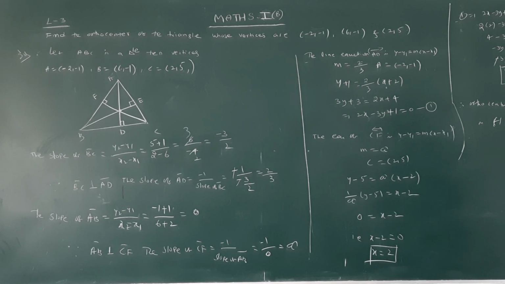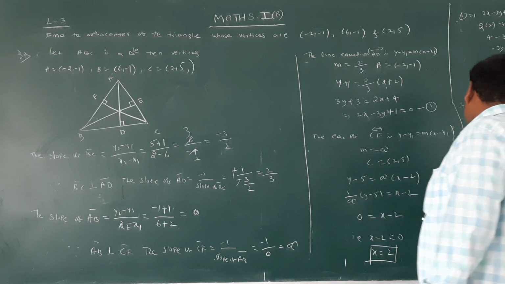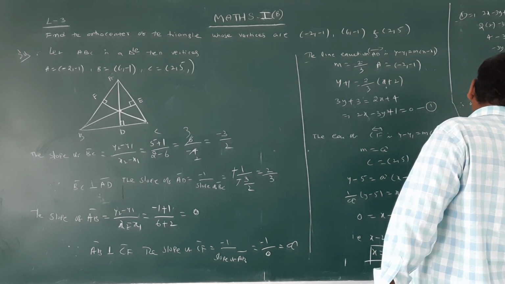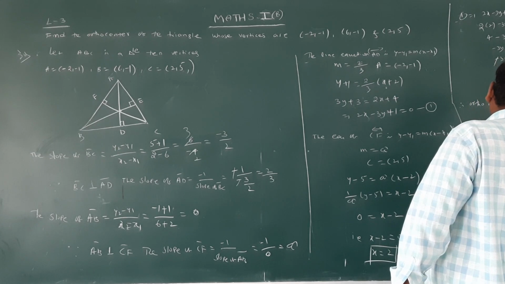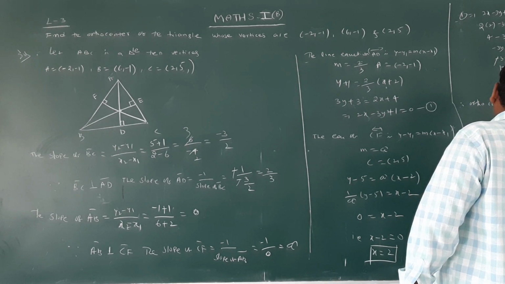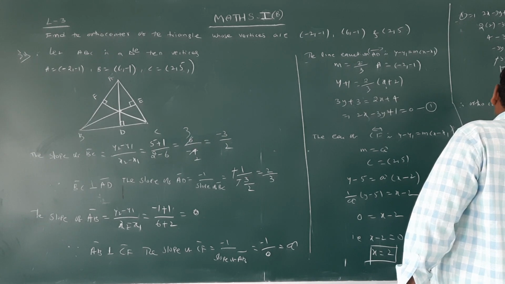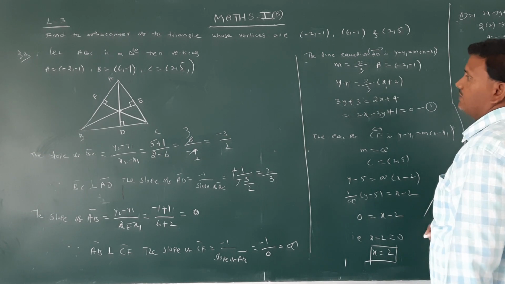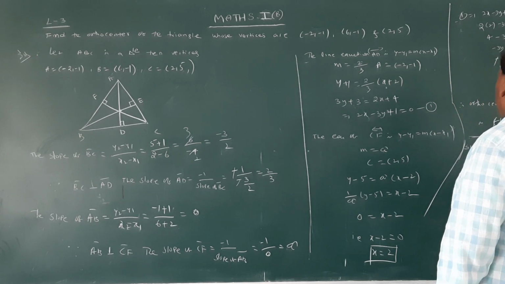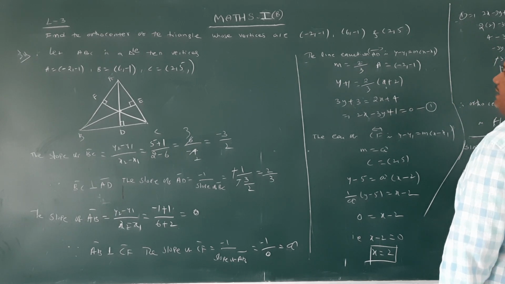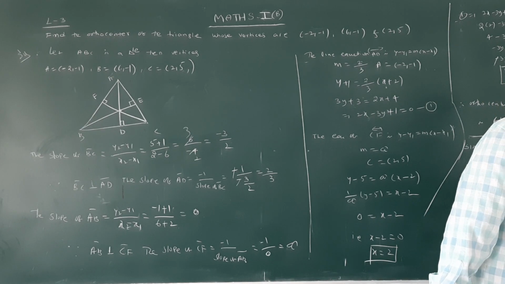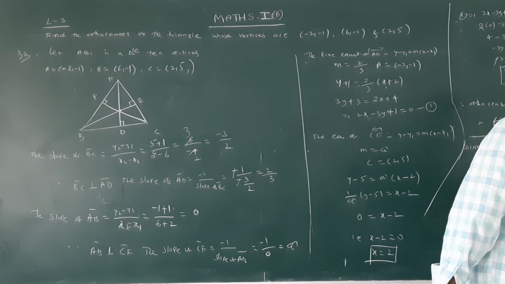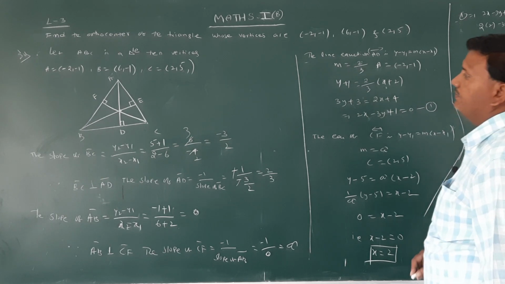Also we find the slope of AC. Slope of AC is equal to y2 minus y1 by x2 minus x1. What is the slope of AC? Y2 is 5, minus of minus 1, so 5 plus 1 by 2 minus of minus 2, that is 6 by 4, which is equal to 3 by 2.